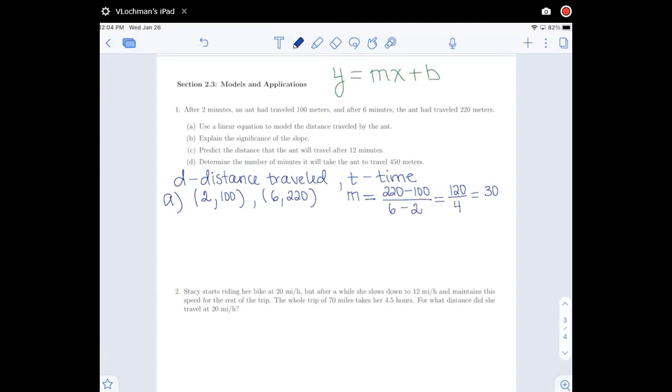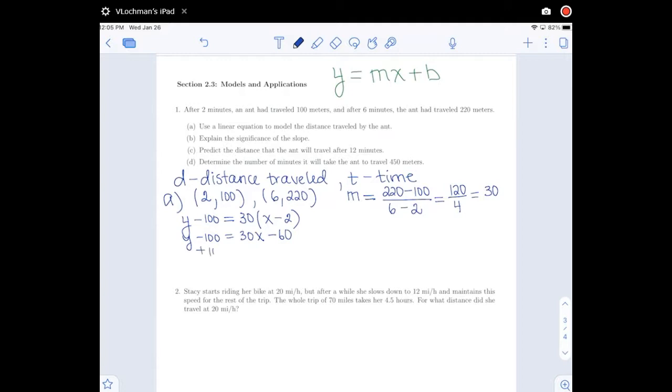So I'm going to use the equation that we have used before, point slope, and you can use either one of these points, either (2, 100) or (6, 220). I'm going to go with the first one, smaller numbers. So this is going to be y minus 100 is equal to 30 times x minus 2. Let me go ahead and just do all of the steps. So this is going to be y minus 100 is equal to 30x minus 60, right?